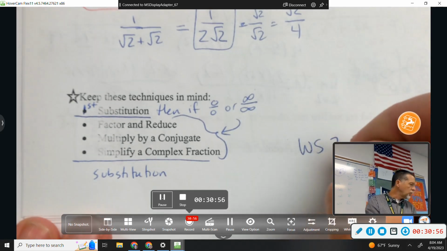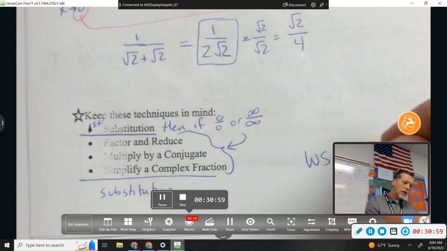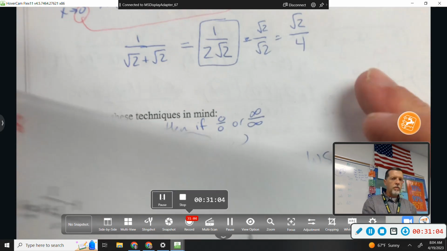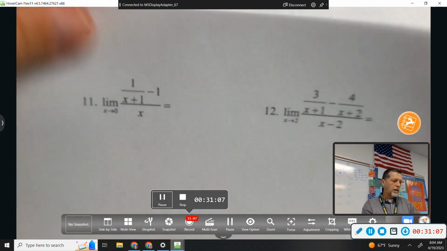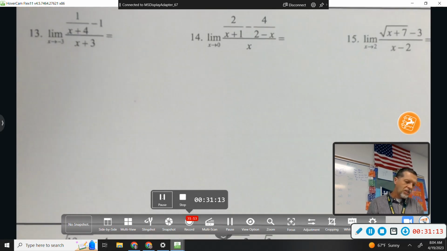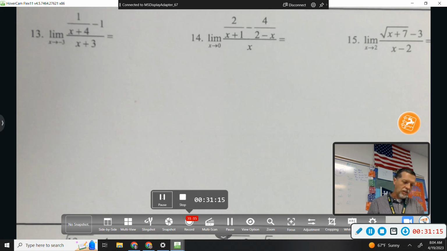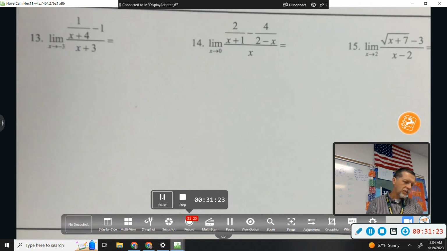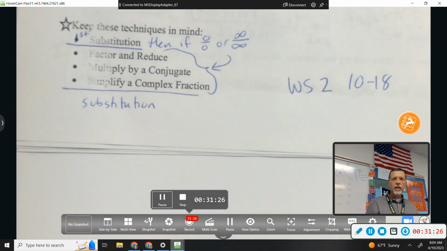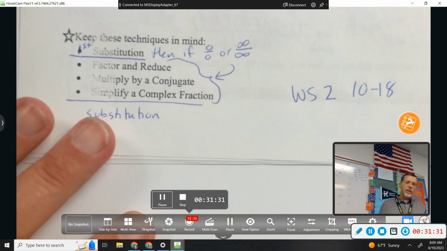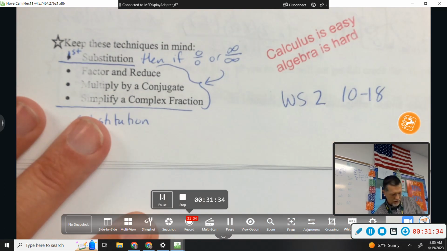All right, your assignment is worksheet 2, still on worksheet 2, but now the back side of it, 10 through 18. Worksheet 2, 10 through 18. And you look, and there's 5 fractions and 4 conjugates. Yes, 5 plus 4 is 9. 5 fractions and 4 conjugates on that back side of worksheet 2. Again, lots of algebra, but that's the name of the game in calculus a lot of times. The calculus isn't bad, it's the algebra that gets people.